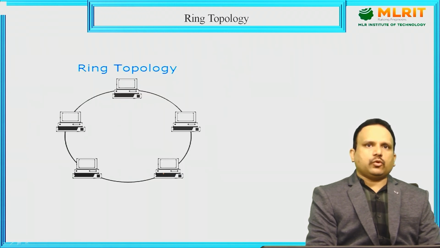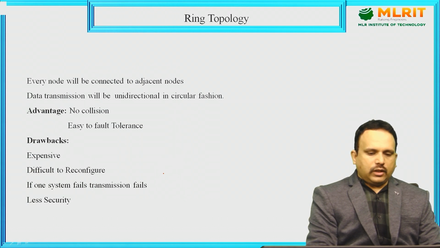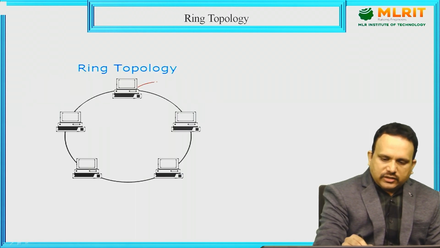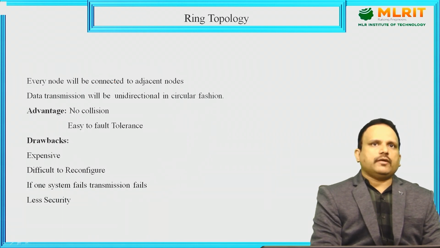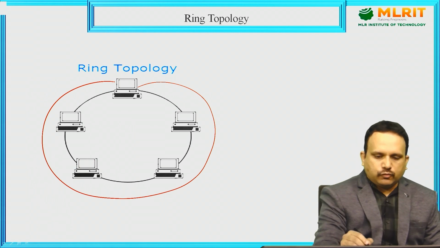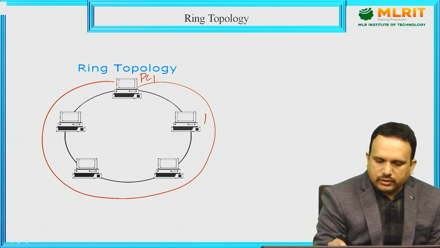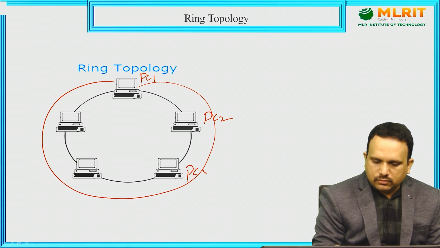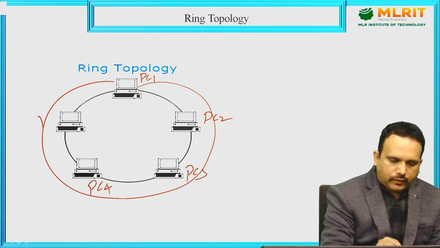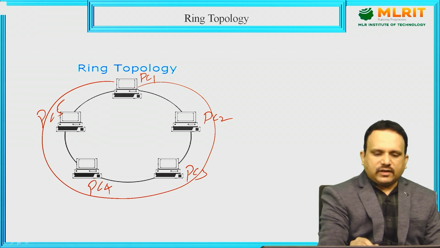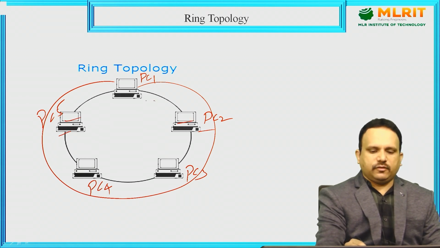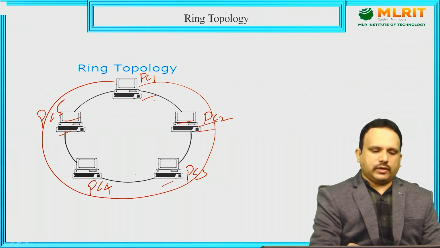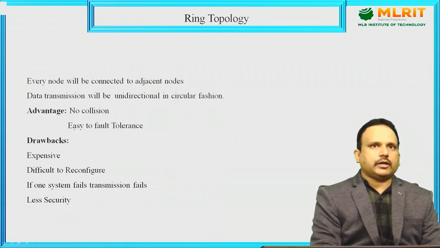Coming to the ring topology, all the stations are connected in a ring fashion, so we call it a ring topology. Every node is connected to adjacent nodes. For example, PC1, PC2, PC3, PC4, PC5. PC1's adjacent nodes are PC5 and PC2. PC2's adjacent nodes are PC1 and PC3. PC3's adjacent nodes are PC2 and PC4. PC4's adjacent nodes are PC3 and PC5. So each and every node is connected to its adjacent nodes.